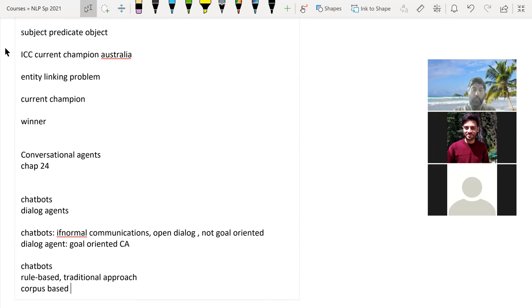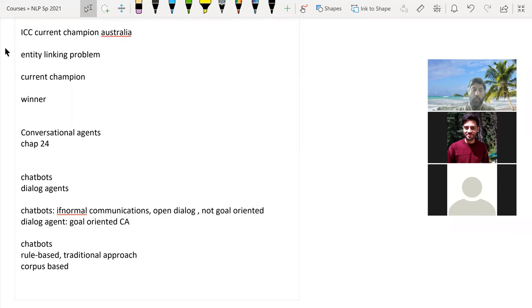So corpus-based implies that you are trying to learn chatting or conversations from previously collected large collections of chats. Here, of course, you can think of, let's say, some call center conversation database. So you call the call center, the person replies, and there's a communication going on, right? Of course, this would be more goal-oriented or task-oriented, but still, I'm just trying to give you the idea. So this is like a database.